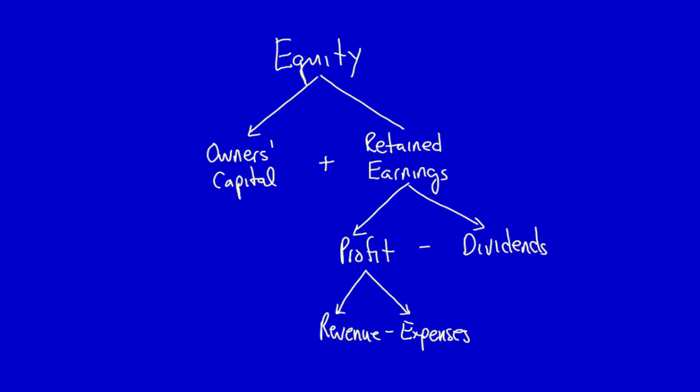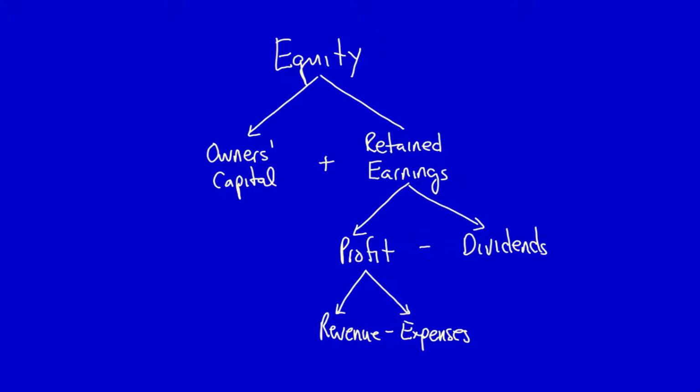So let's just remind ourselves, why does an increase in expenses and dividends decrease equity? Because there is a negative sign in front of the expenses and dividends. So they both decrease retained earnings and therefore decrease equity. The sign in front of the element indicates its impact on equity.